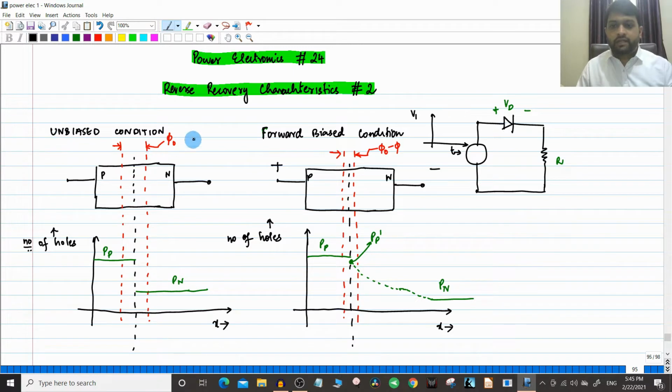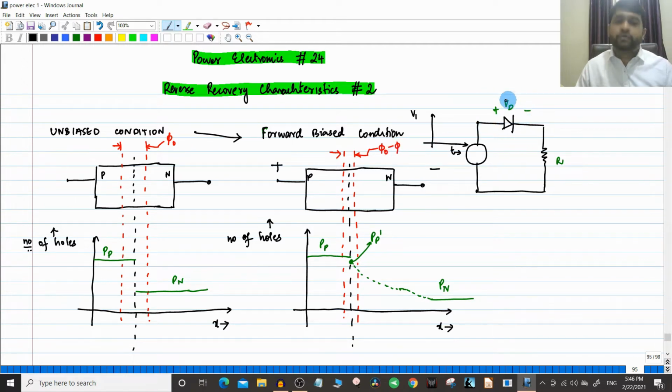So this is a diode in an unbiased condition. So it will have a depletion layer of thickness W naught. And now here what you can see is the number of holes, right? This is the number of holes in the P side region, this is the number of holes in the N side region. Now if you see here, I have drawn the forward bias condition, right? So from the unbiased condition, you are applying a voltage so that the diode is in the forward bias condition. So when the forward bias condition exists, what happens? The depletion width decreases to W naught minus W.